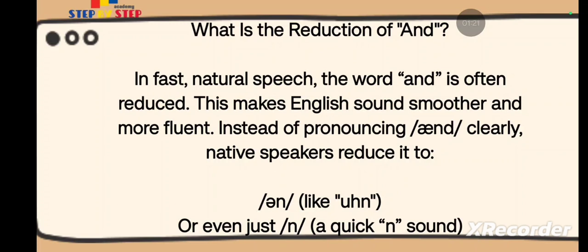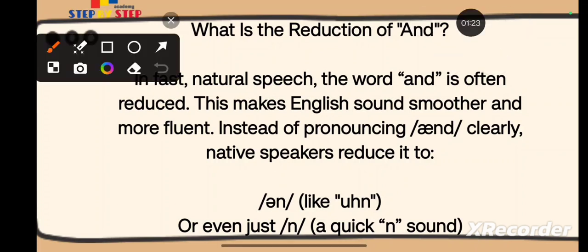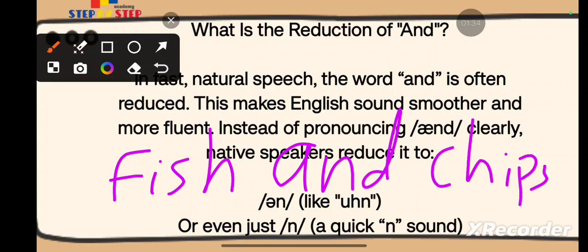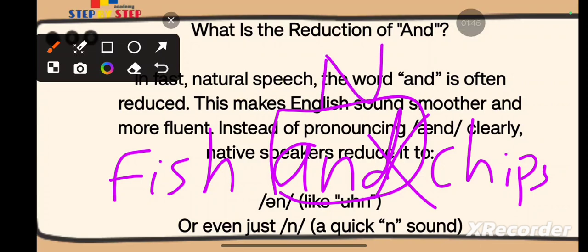Okay. For example, let me write an example here: fish and chips. If you want to sound more natural, you need to reduce the "and". Okay? How can you do this? You can drop the d, so fish an chips, or you just make the n sound a quick n, a fast n. Fish 'n' chips. Fish 'n' chips. Okay?